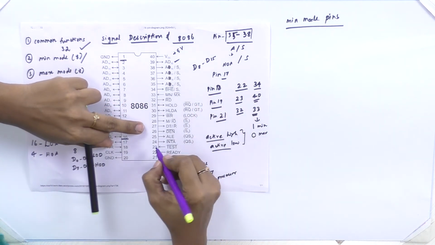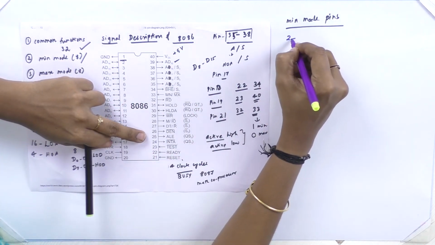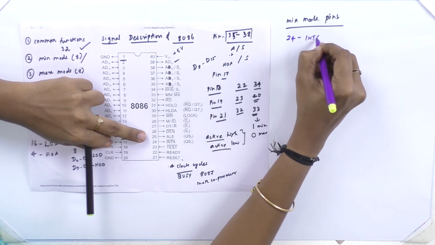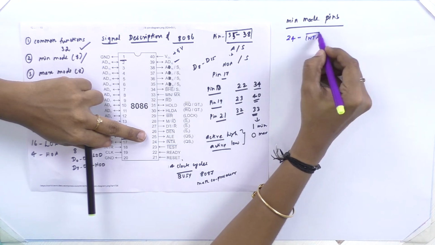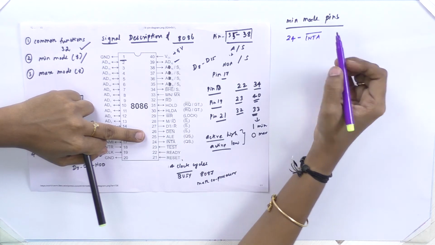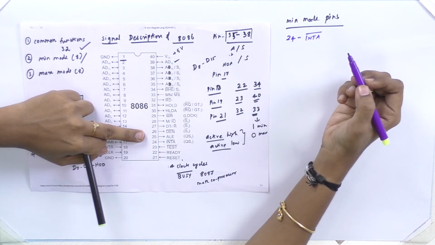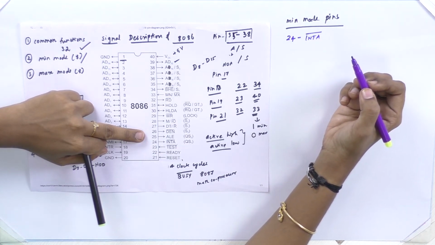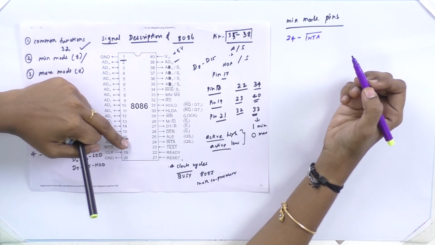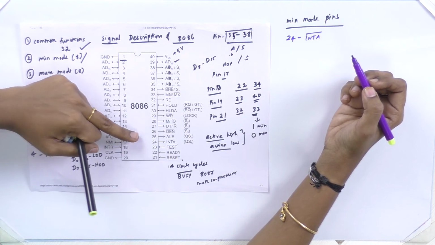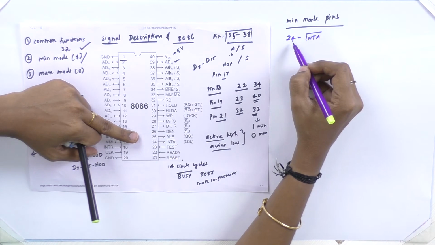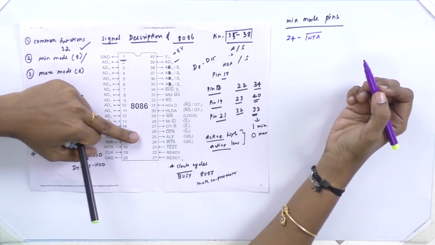So pin number 24. Pin number 24 is called the INTA pin, an active low pin indicated by the bar over the INTA name, and it stands for interrupt acknowledgement. Whenever the processor gets an interrupt request via the 18th pin, and if the processor is able to handle the request, then it sends an acknowledgement via this pin 24, called interrupt acknowledgement.